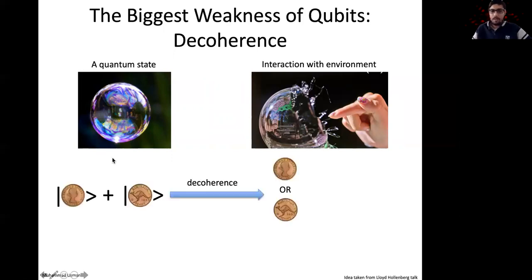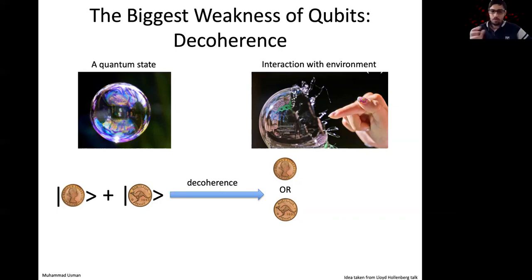For example, if you have a prepared state, which is a combination of head and tail, the decoherence would mean you will go back to your classical state, like you will either have only head or tail. So you won't have a combination of both together. That's the biggest weakness of qubits, and that's a big area of research. How can we extend the lifetimes of the qubits? How can we protect them from the environment so that they don't decohere? Because if they decohere, you lose all the magical properties of qubits that I've been talking about.